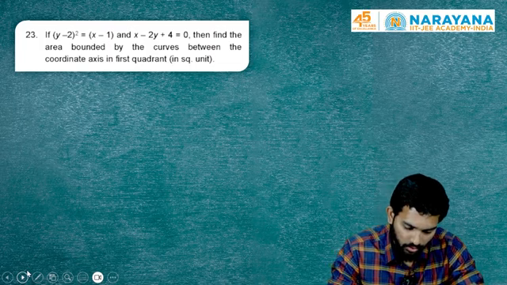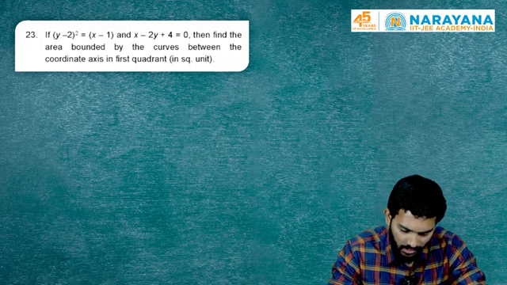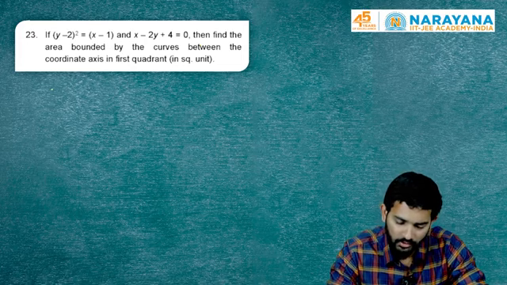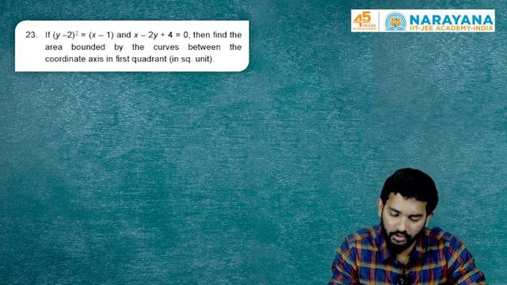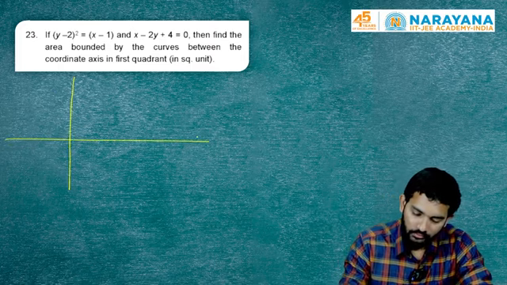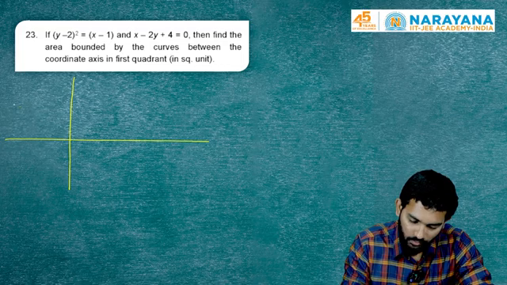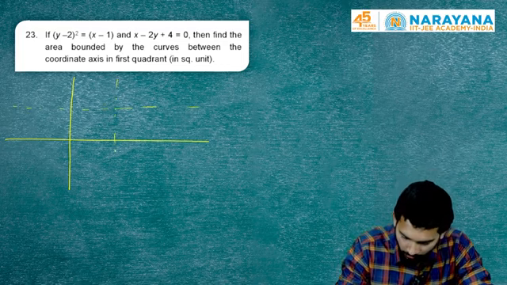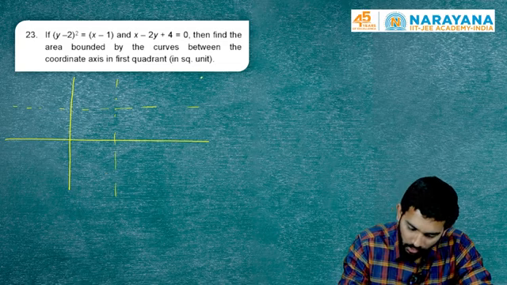If (y − 2)² = x − 1 and x − 2y + 4 = 0, then find the area bounded by the curves between the coordinate axes in the first quadrant. So let us draw the graph properly first. This is the y = 2 line, and this is the x = 1 line. So the parabola will be like this.